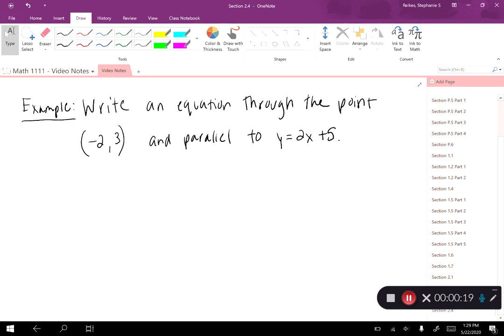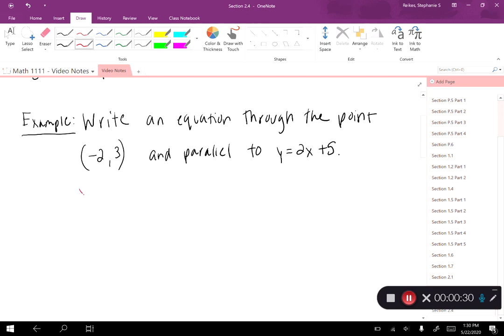Write an equation through the point (-2, 3) and is parallel to y = 2x + 5. So again, recall from the last section, the equation of a line using slope-intercept form is y = mx + b. I know I want my equation to go through the point (-2, 3), so I can plug in my y and my x. So I have 3 = m times -2 + b. Now I'm missing my m and b, but I know something about this slope.